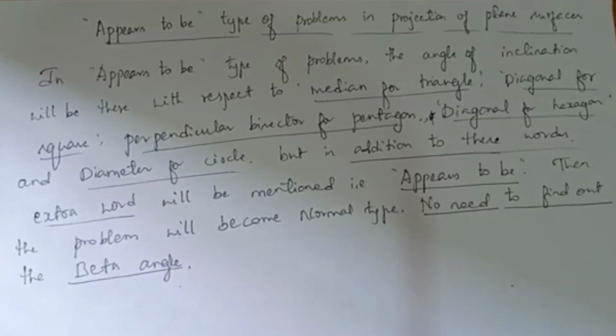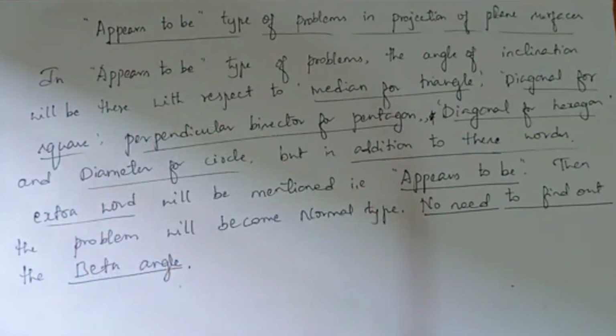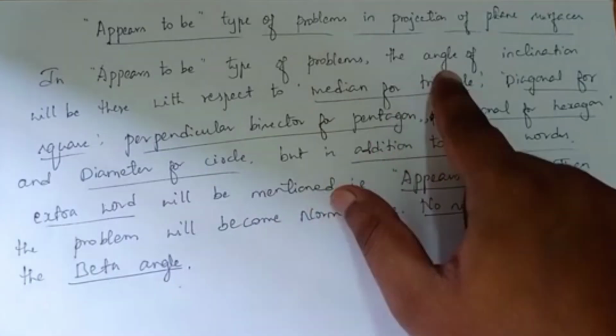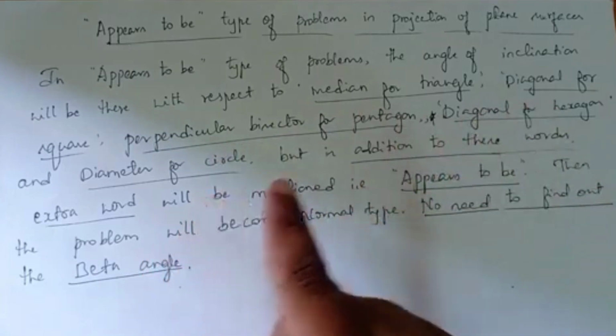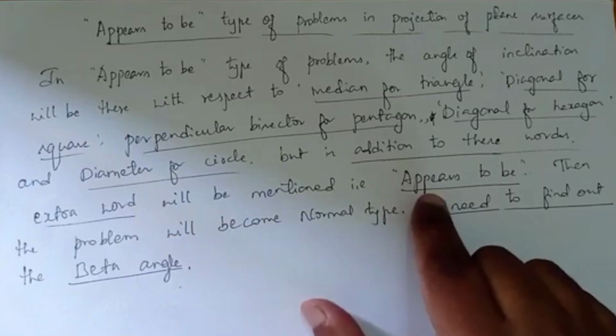Today we are going to learn about a new type of problem, that is the appears to be type. This problem will be similar to your beta angle problem, but in this problem we should not find out the beta angle. Other than that, the problem is similar to the beta angle. In appears to be type problems, you can find in the question that the angle of inclination is given with respect to median for triangle, diagonal for square, perpendicular bisector for pentagon, diagonal for hexagon, and diameter for circle. But in addition to these words, there will be a particular word mentioned in the question that we call appears to be.